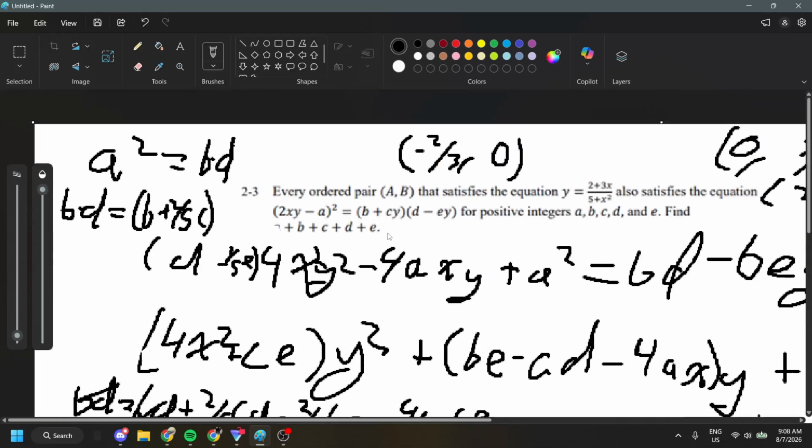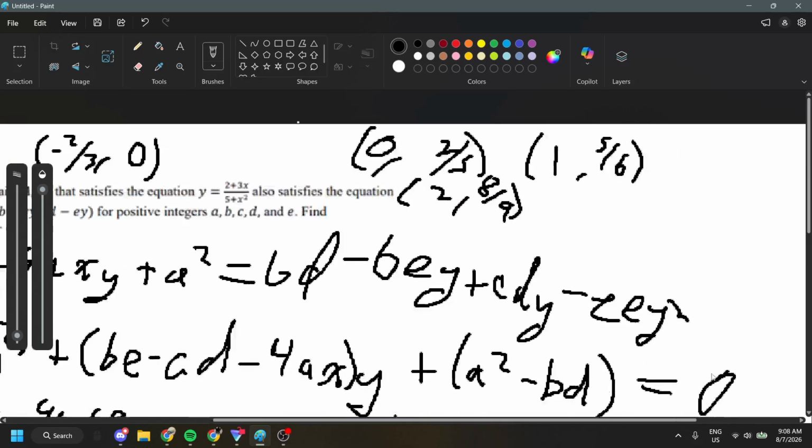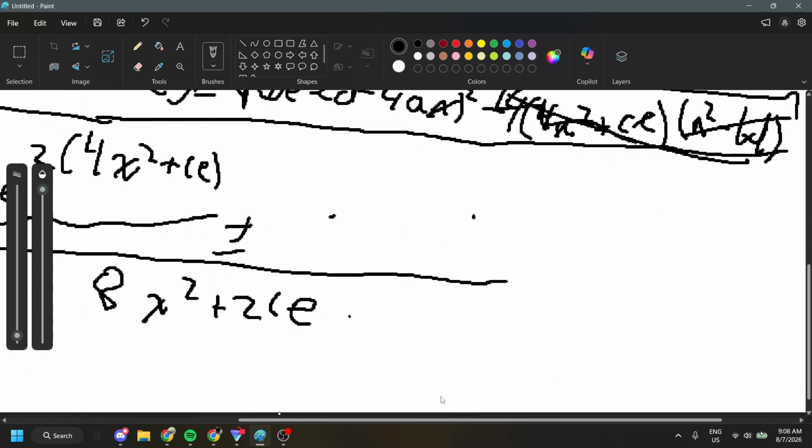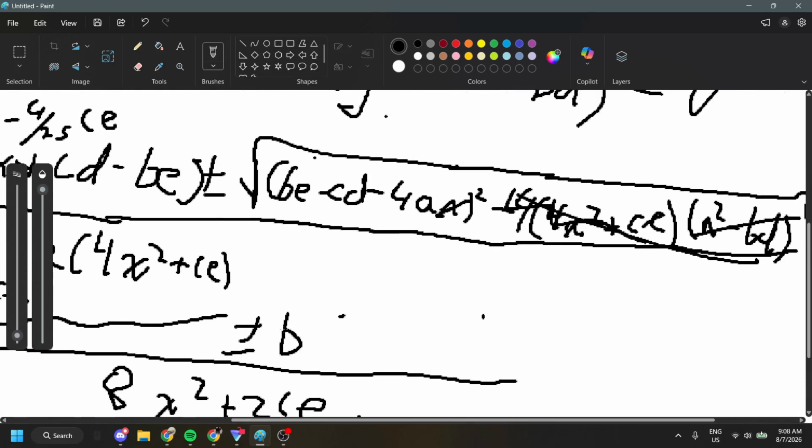Oh, hey, look. A squared minus BD. A squared is equal to BD. This goes to 0, which means this goes to 0. Oh my gosh, that helped us so much. So now we don't need to square this, we just have plus or minus BE minus CD minus 4AX.